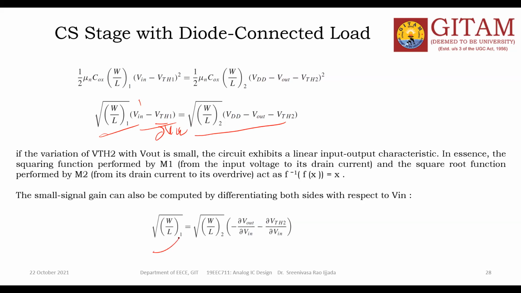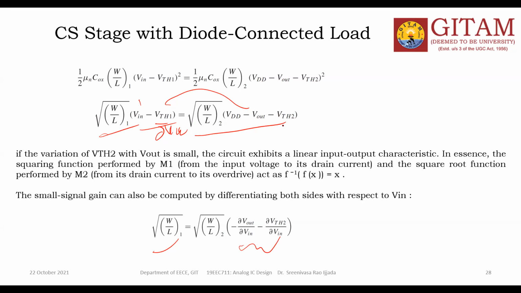After rewriting the equations, you will get square root of W by L of M1 is equal to square root of W by L2 of M2, multiplied with these terms, which are already differentiated. So what remains finally is minus dVout by dVin minus dVTH2 by dVin. This is the dVTH1 and this is the VTH2.